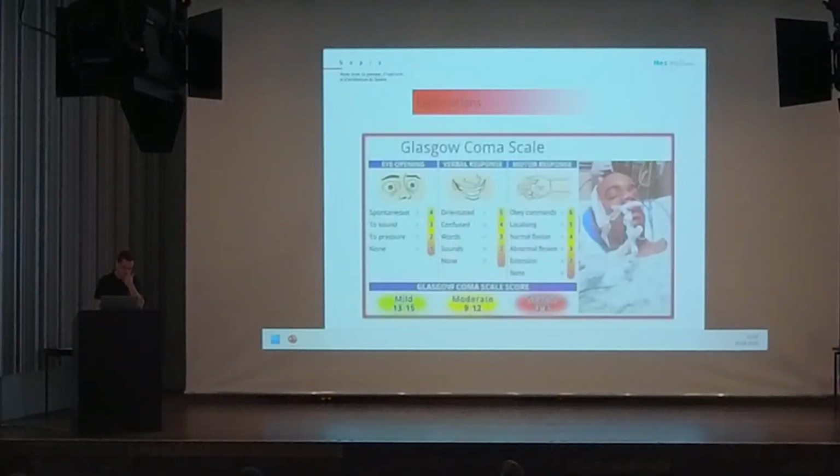Of course, if this score is between 13 and 15, the situation is very okay. If it is between 9 and 12, the situation starts becoming not normal, but we have to do something. And if it is lower than 8, we are in a critical situation and we have to take many decisions rapidly. Okay, so this is the scale.